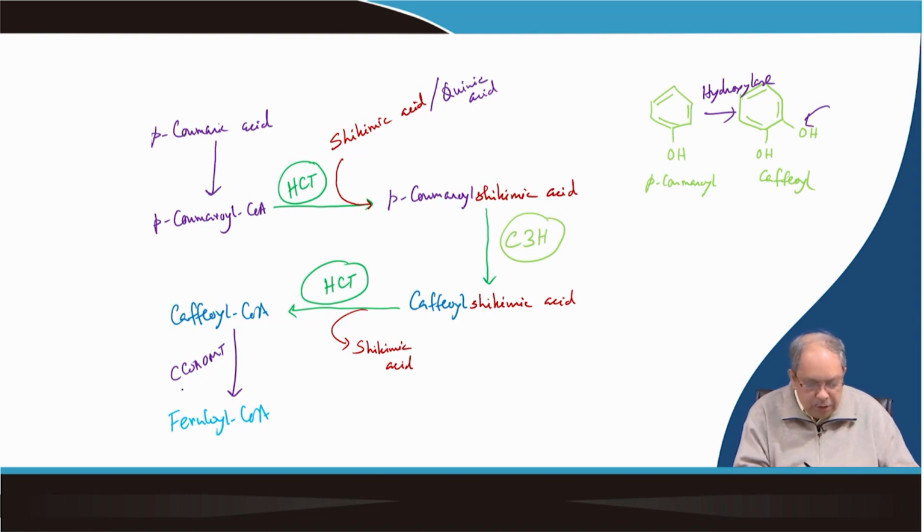I think it is clear to you. It will be more clear in the next slide when I show the structure. So, the take home message is that coumarate to caffeate conversion is not simple. It involves a complex route using either shikimate or quinic acid, making para-coumaroyl shikimate that is converted into caffeoyl shikimate. Here C3H plays an important role and then it is converted back to caffeoyl CoA.